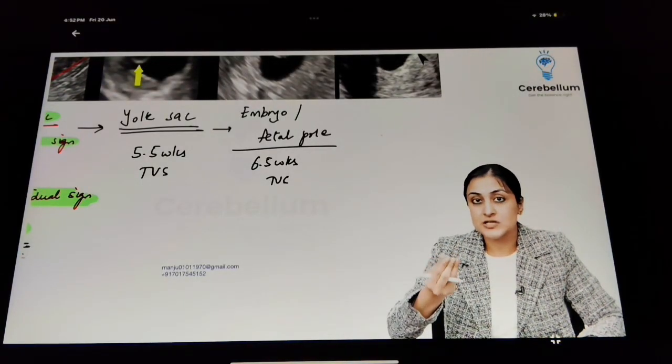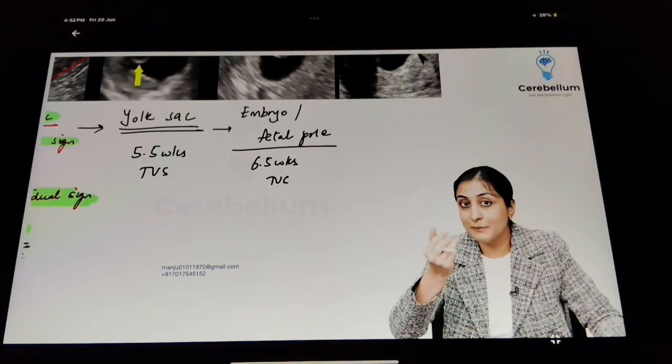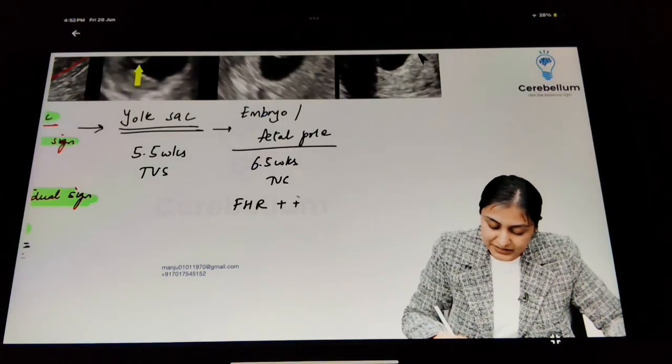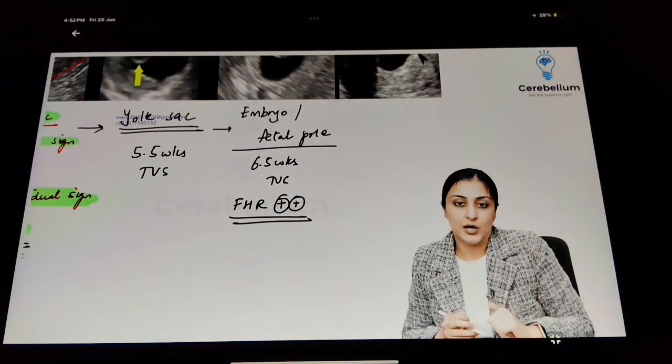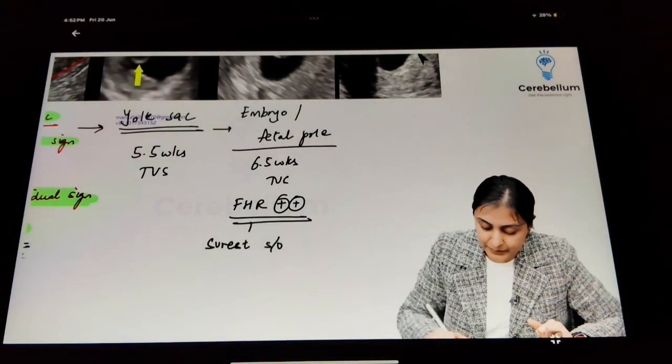In a few days, what we are going to see is the cardiovascular system. The first system to develop starts to beat, the heartbeat. So we see the fetal heart rate, the fetal heart beating at this point. So if they ask you when do you see the fetal heartbeat, the earliest is 6.5 to 7 weeks. All right. This is the surest sign of viability of a pregnancy.